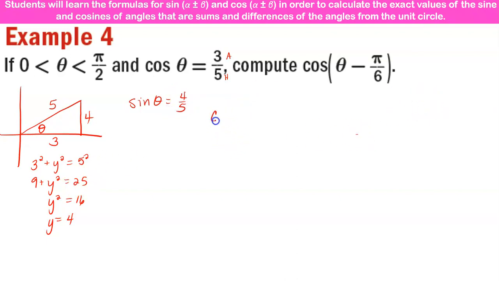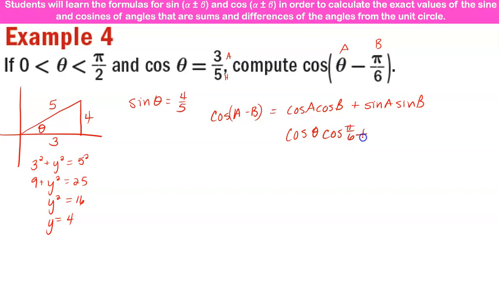So I can find the cosine of alpha minus beta, or A minus B, which is going to be cosine A, cosine B, plus sine A, sine B. So A is theta, and B is pi over 6. So I have the cosine of theta, cosine of pi over 6, plus the sine of theta times the sine of pi over 6.